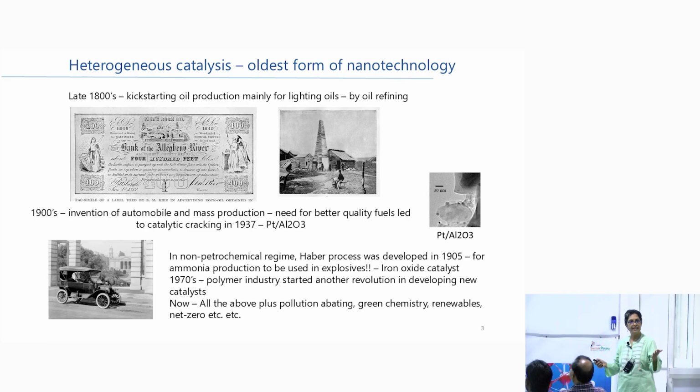And parallelly, we had a petroleum industry also coming up. That started in the late 1800s with oil production. You can actually search on Google for this. This is a Kier. I couldn't make it bigger. It is a fellow named Kier. This is an advertisement pamphlet of this Kier trying to sell off rock oil.